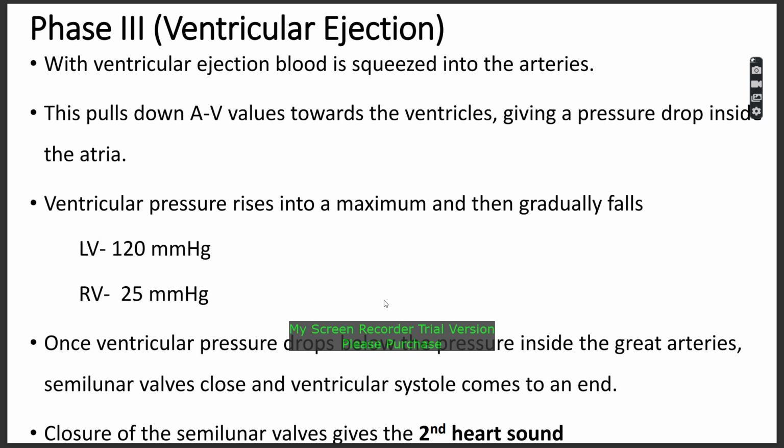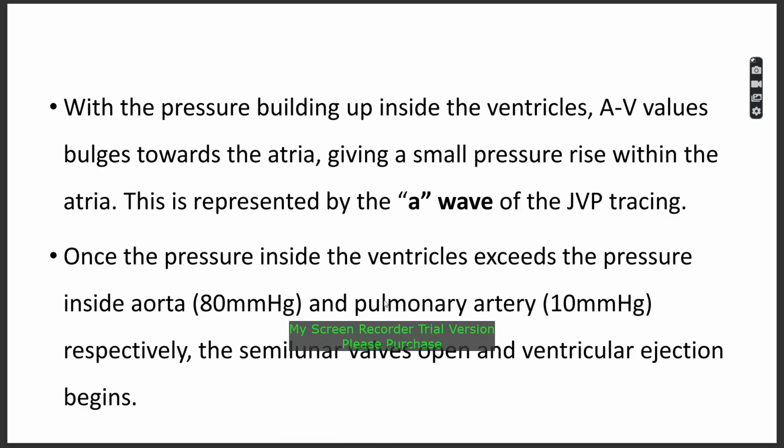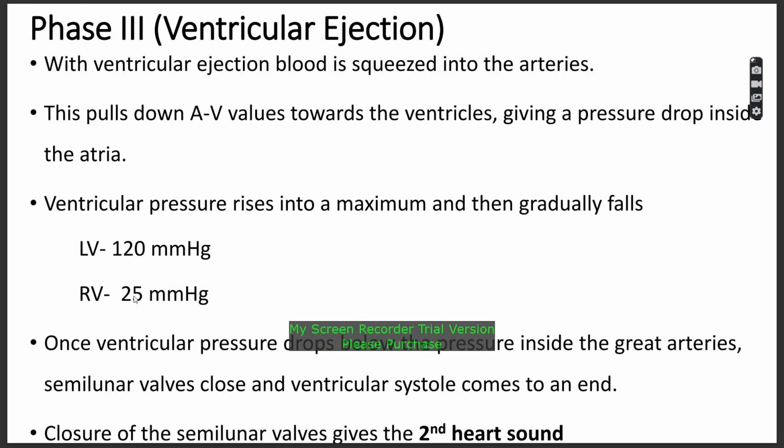So during this ejection phase, first of all, LV pressure has increased to 120, right? And the right ventricle has increased to 25. So 120 exceeds 80 and 25 exceeds 10, which are the respective pressures in the aorta and pulmonary artery. Then these semilunar valves open and ventricular blood ejection occurs into the arteries. After that, ventricular pressure keeps dropping, right? Below the pressure inside the great arteries, semilunar valves close and ventricular systole comes to an end.